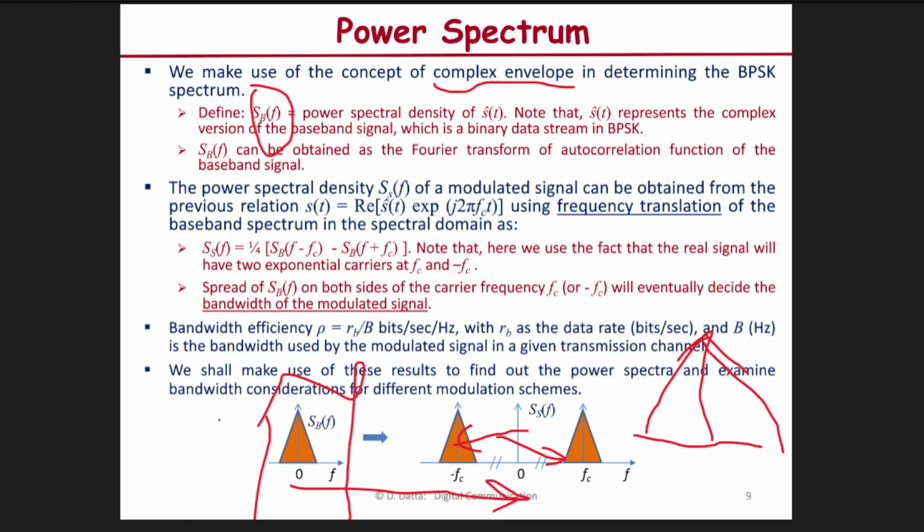Now SB(f), the baseband spectrum, can be obtained as the Fourier transform of the autocorrelation function of the baseband signal. Do you have any idea about this theorem? Autocorrelation and Fourier transform of that? Have you read it? Yes, sir. So what is the theorem called? It is called the Wiener-Khinchin theorem. Do you remember?